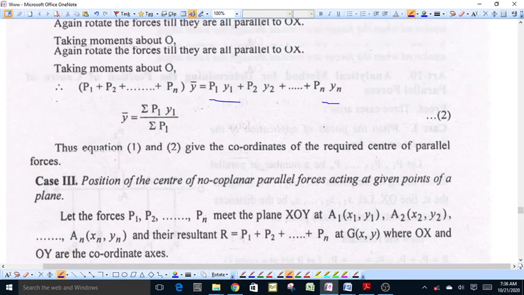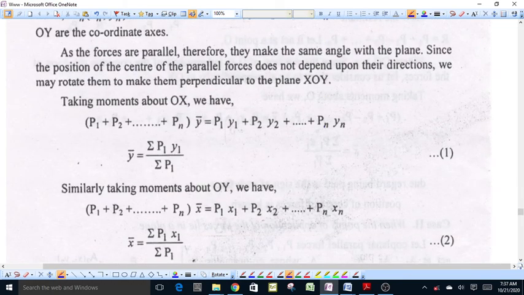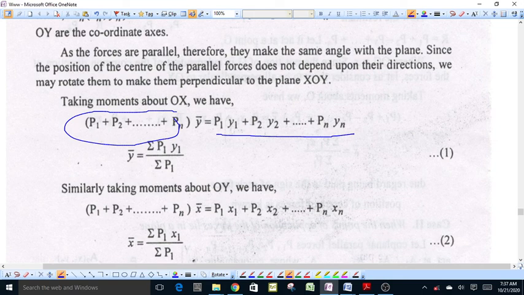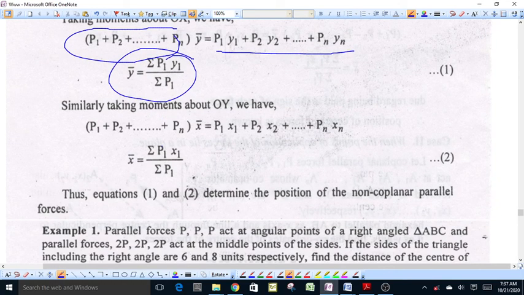By using the same concept as discussed in the second case, taking moments about Ox, moment of resultant about Ox will be equal to P1 plus P2 plus Pn into y bar, which will be equal to the moment of all the individual forces, P1 y1 plus P2 y2 plus Pn yn. From this equation, y bar comes out to be summation Pi yi upon summation Pi. Similarly, taking moments about Oy, x bar comes out to be summation Pi xi upon summation Pi.